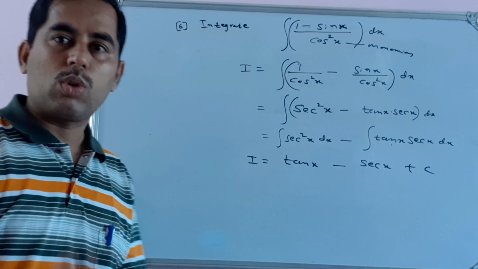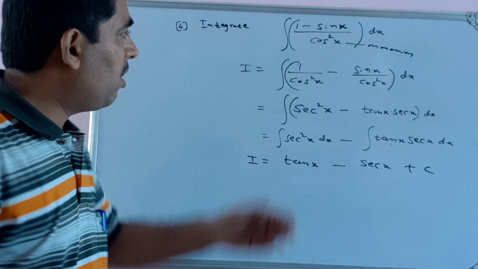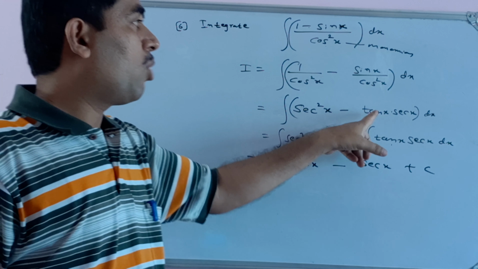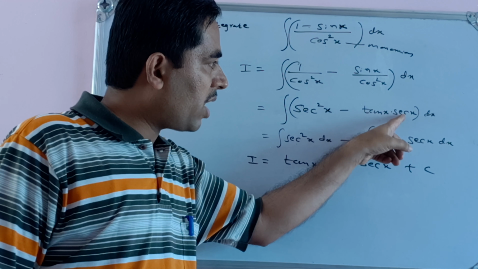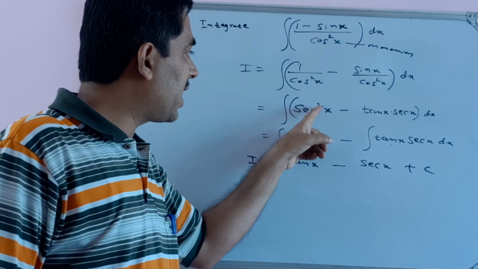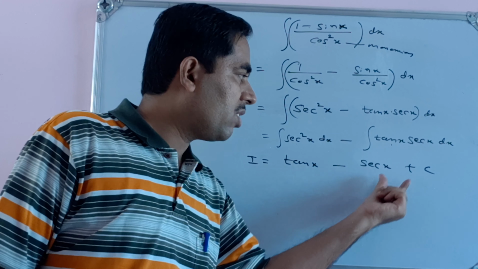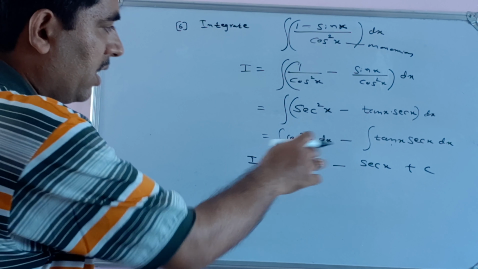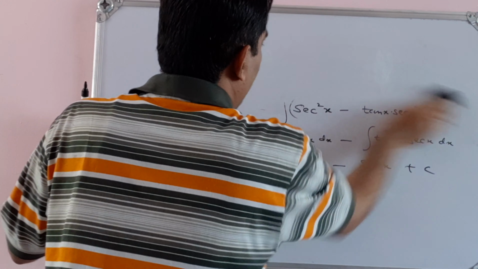See, if you know the formula, 80% of your job will be over. Another 20% will be like this: splitting the terms, then making use of the basic results. Sin by cos is tan, and 1 by cos, the reciprocal of cos, is secant. I have written 1 by cos square as secant square x. So the integration of secant square x is tan x, and the integration of tan x into secant x is secant x. Then write the constant of integration. So this is the sixth example.